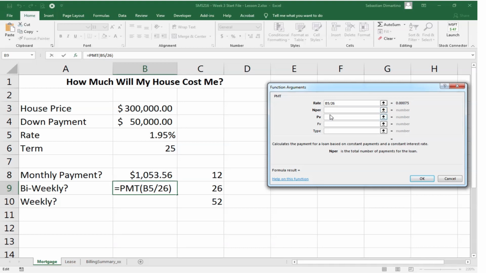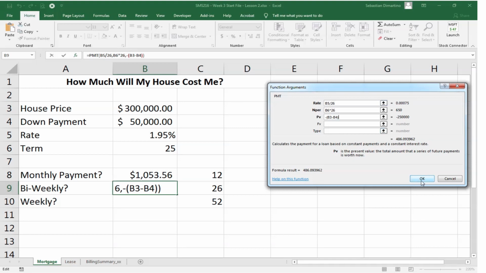Next, it's going to be my number of periods. Well, it's going to be my 25 years, which is B6, multiplied by 26. Notice the frequency follows. It's common. And then this one's simple as well. It's just business as usual. It's going to be negative B3 minus B4 and close the brackets.